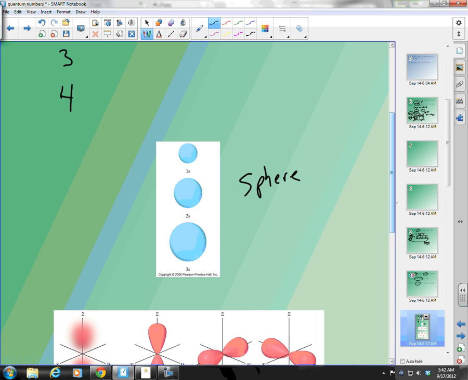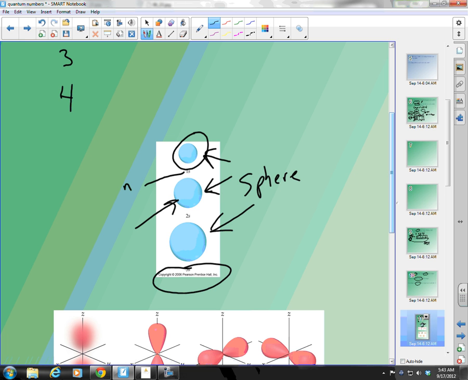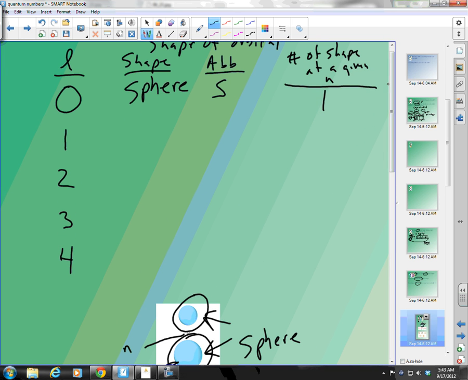And we want to thank our fine folks at Pearson Prentice Hall here. This is the 1s sphere. This is the 2s sphere. This is the 3s sphere, right? 1 stands for what? That's my n. And so this is what we'd call the 1s subshell here, 1s, 2s. That means I'm at n equals 2. And what does my orbital look like? For L equals 0, it looks like a sphere. Got it? That's pretty simple.